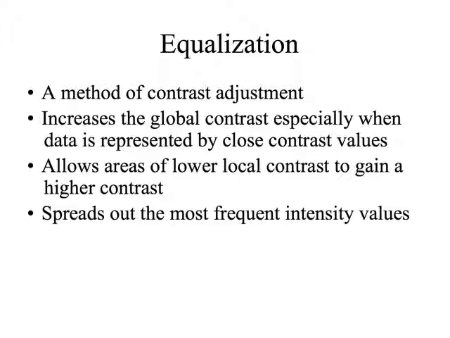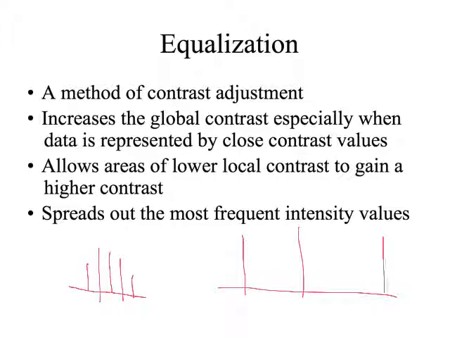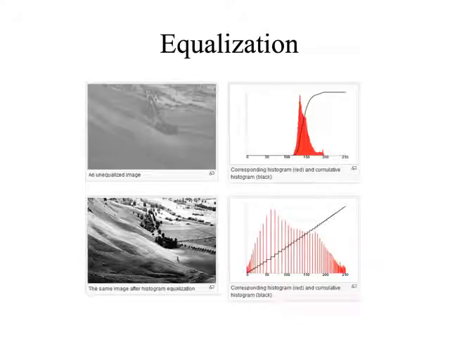And one way to think about this is that it's going to spread out the most frequent intensity values. If we're looking at the histogram, and we've got a histogram that's all these little lines, and they're all fairly close to each other, the way equalization works is it's going to spread out those areas. So it's going to enhance the gap between them, and I can actually show us what this looks like on a digital image. So maybe we can see.